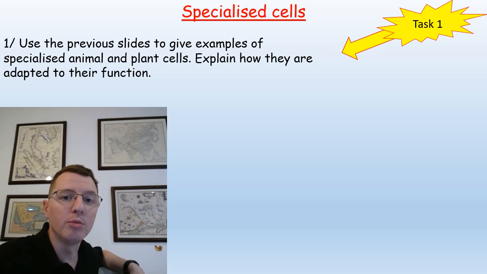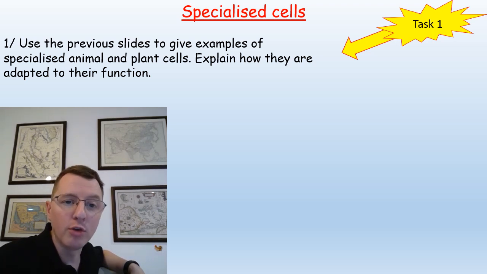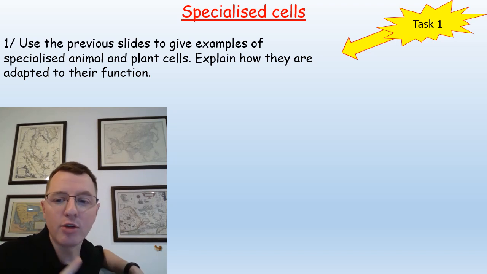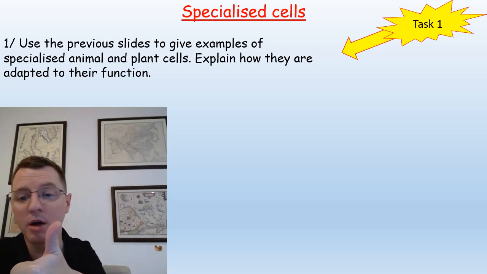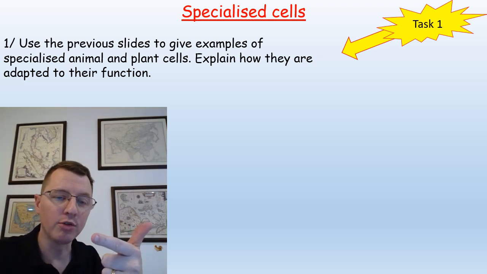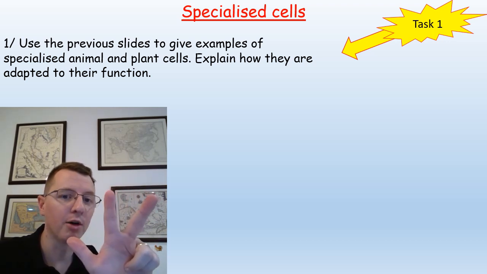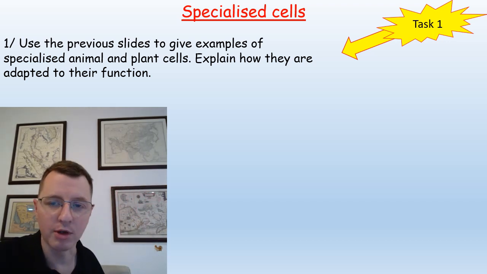So now that you've looked at a number of specialised cells, try this task. Use the previous slides to give examples of specialised animal and plant cells and explain how they are adapted to their functions. You need to know each and every one of those adaptations. They may well come up on your exam. Every single sentence on those slides is at least 1 mark. For example, the red blood cells, mentioning no nucleus is a mark, hemoglobin carrying oxygen is a mark, and the large surface area to volume ratio, again for carrying oxygen, is a mark. So you can have a maximum of up to 3 marks there for just one particular question.